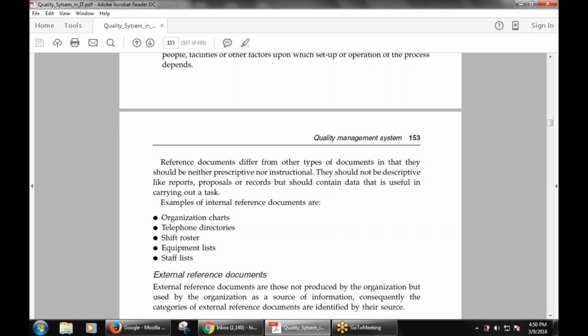So these are the various internal reference documents that are used. So these are various examples of the internal reference documents basically.